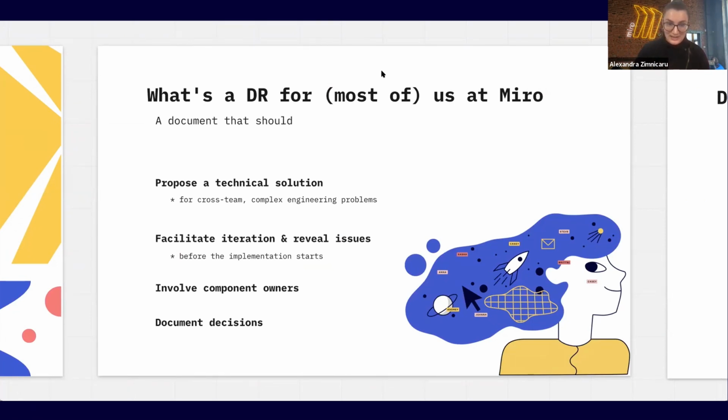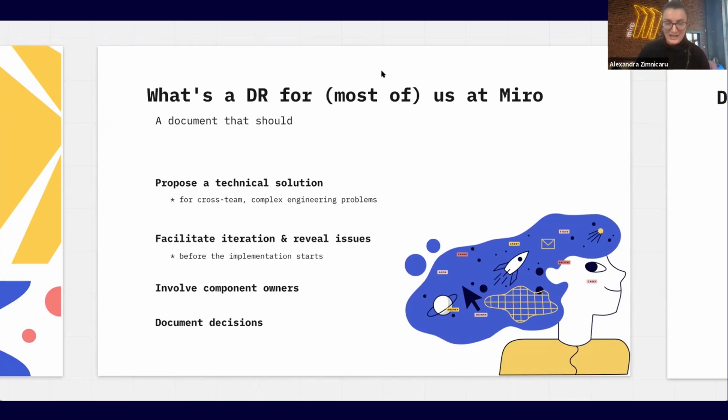Coming back to what a DR is, it's also a document to facilitate iteration and reveal possible issues at an early stage, ideally before implementation starts. And iteration is, of course, an essential part of the software development cycle. We do it in PRs, for instance. But what we've learned at Miro is that sometimes it's really useful to take a step back even before you start coding.